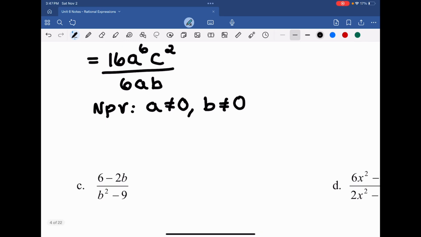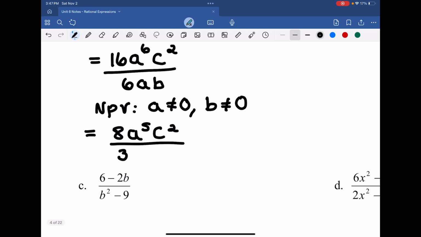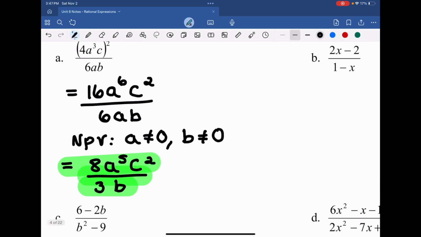Now I'm going to cancel this and go 16 divided by 6. They both divide by at least 2. I can rewrite this as 8. A to the 6 over A to the 1 is A to the 5. C squared divided by nothing is just C squared. In the denominator, we had 3 because we divided 6 by 2. And then the A was gone. We had 1 B to include here. There's your final solution here. So not only do we have our NPVs, but we also have our terms.